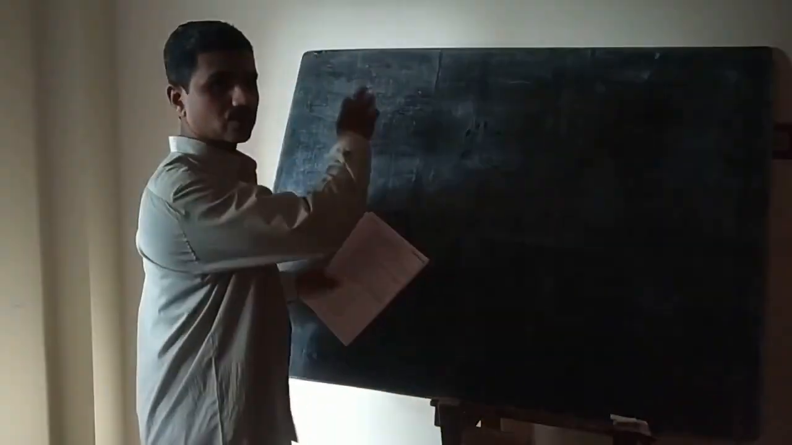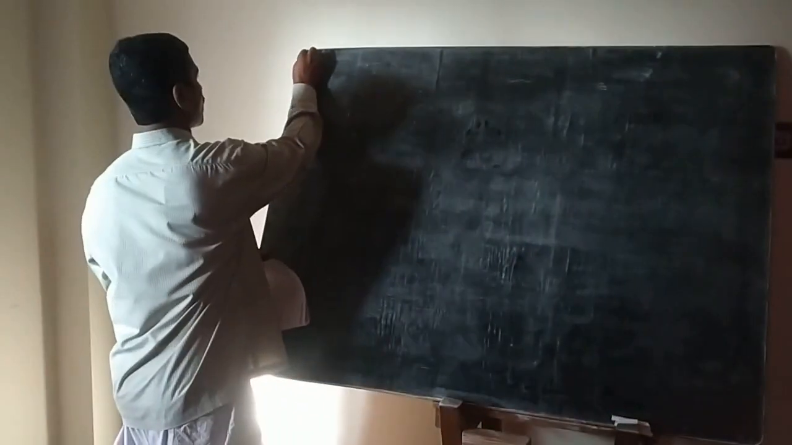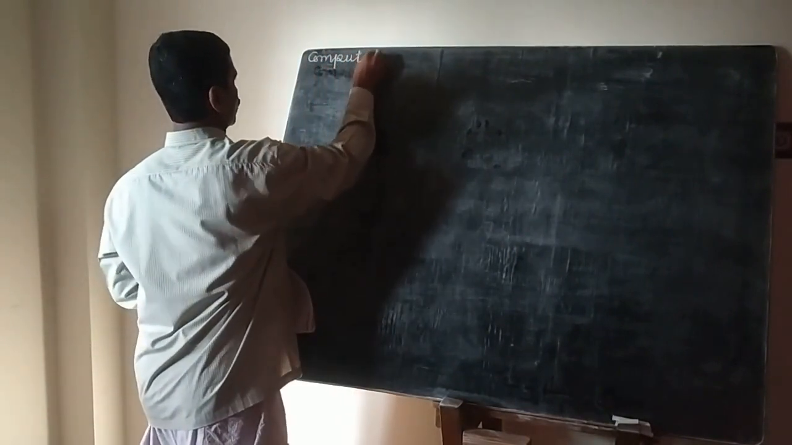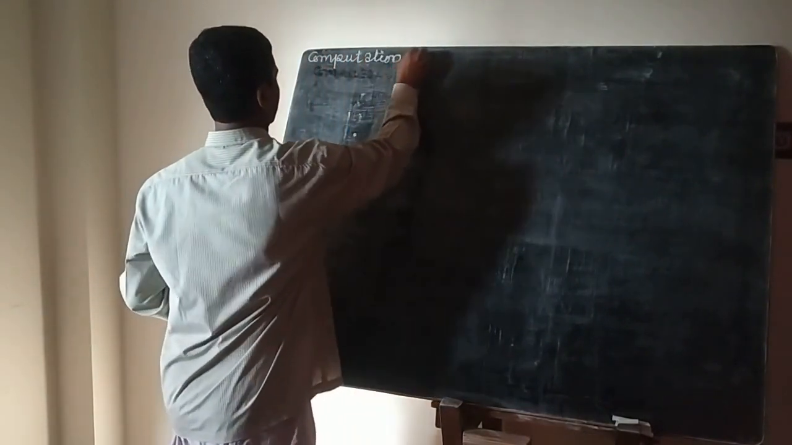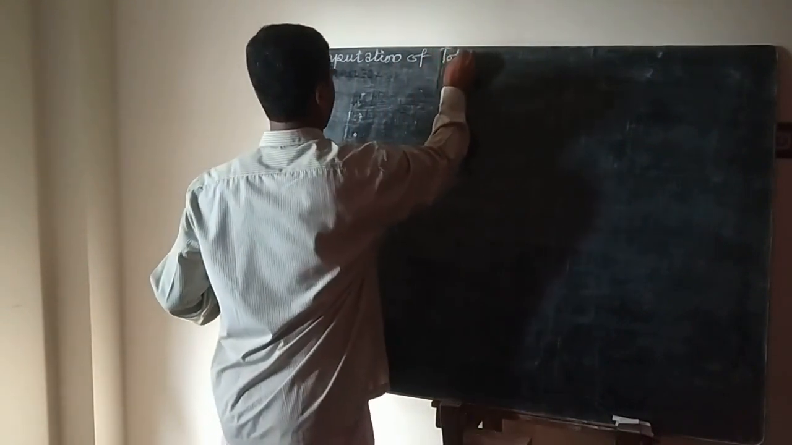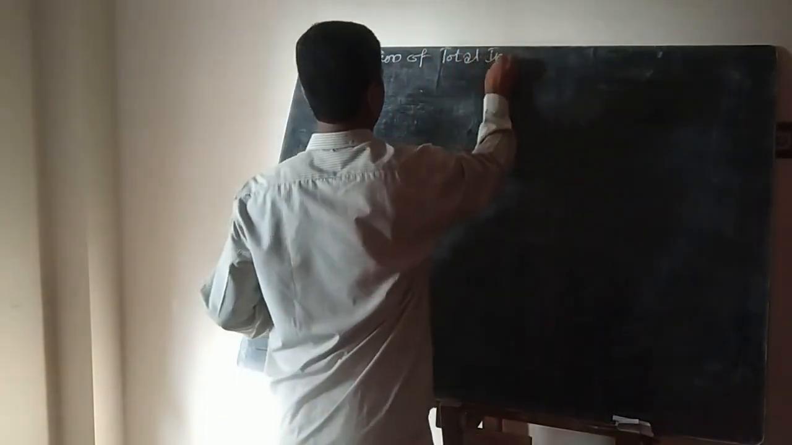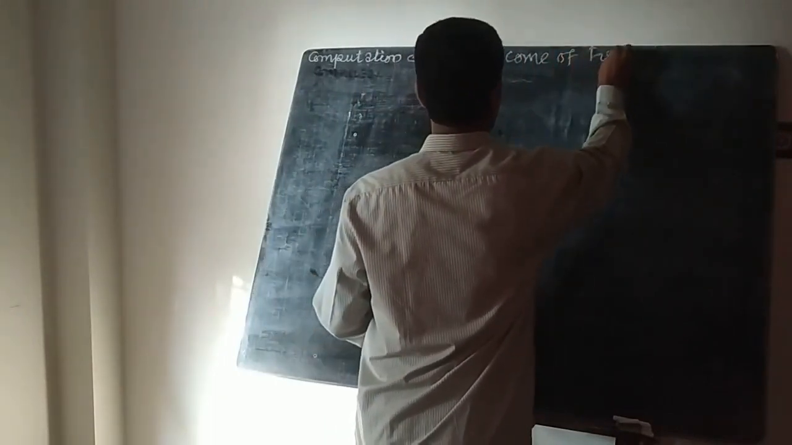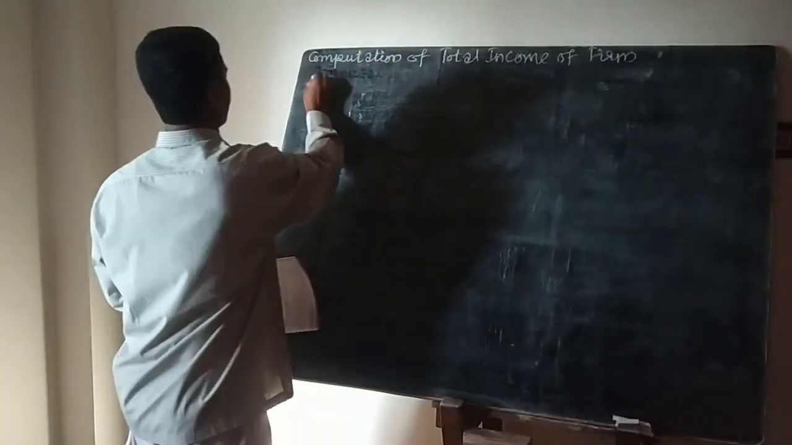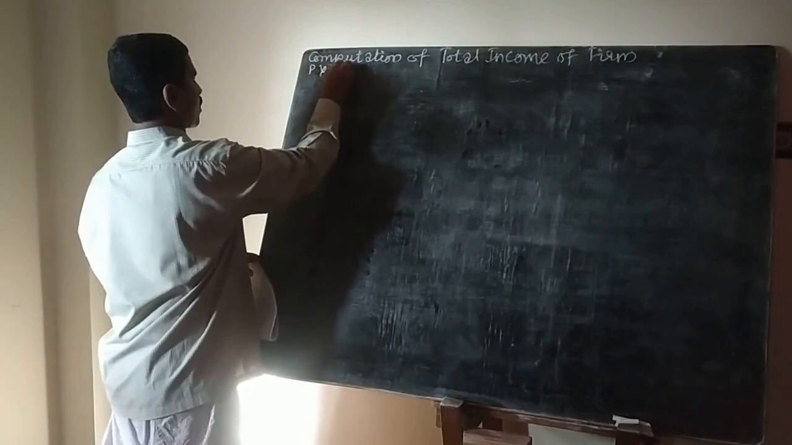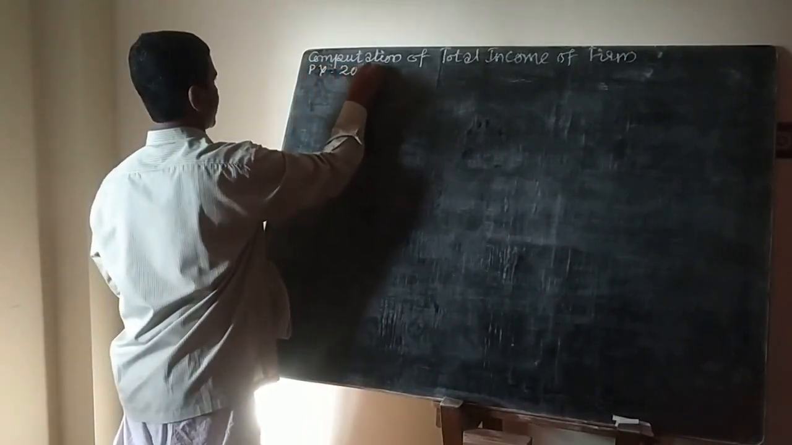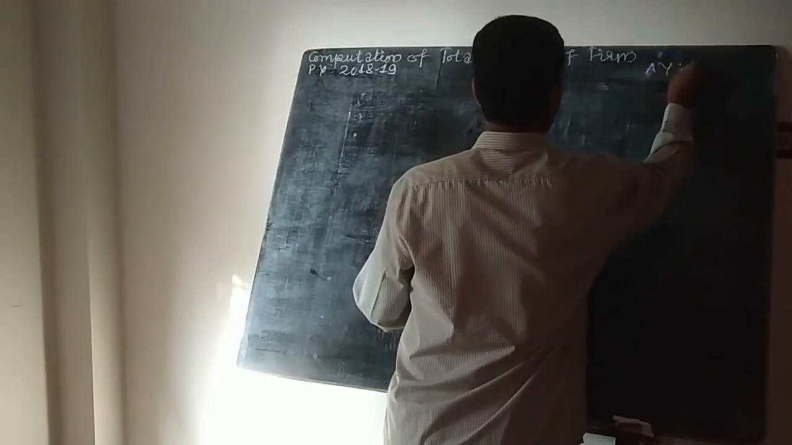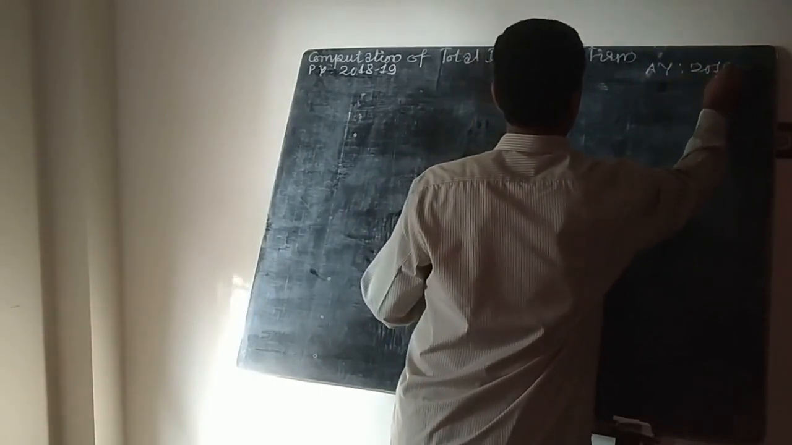So now let us go for solving this here. Computation of total income of firm. The previous year here is for our study 2018-19, whereas the assessment year here is 2019-20.